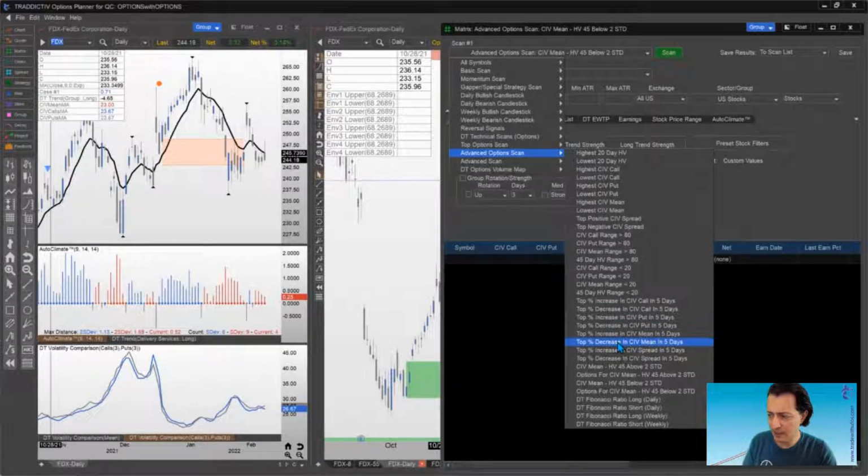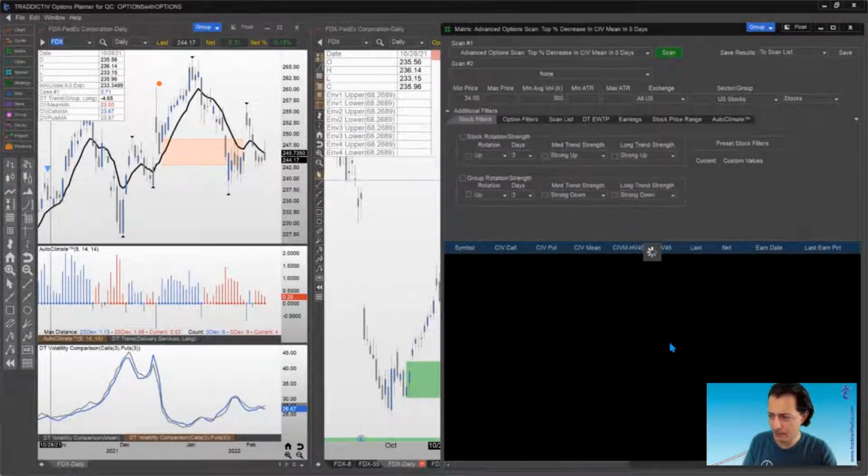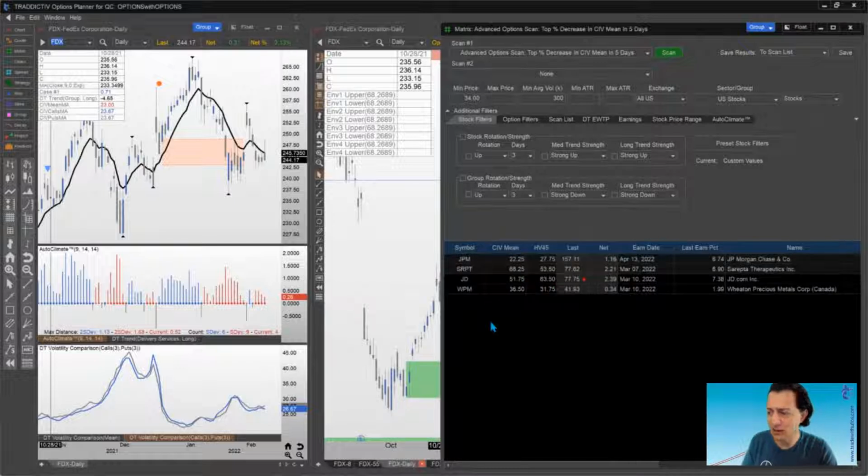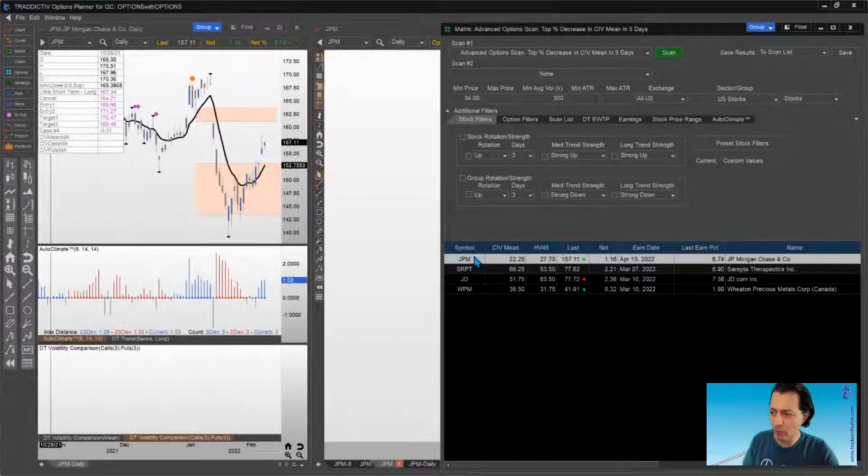is top percent decrease in the last 5 days. Okay, and now we got some results. So now we have something to work with that may be a bit more efficient, that allows me to exploit a range without having to wait like 3 months. Otherwise I get 3 months of price movement risk and have trades in my account that I need to manage for 3 months. Nothing wrong with that, by the way, because it's a very relaxed management, but I guess you get my point. So we'll start with JP Morgan, okay?